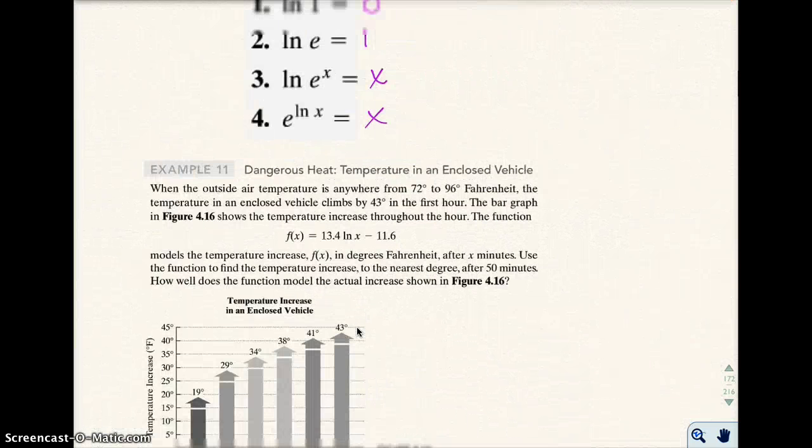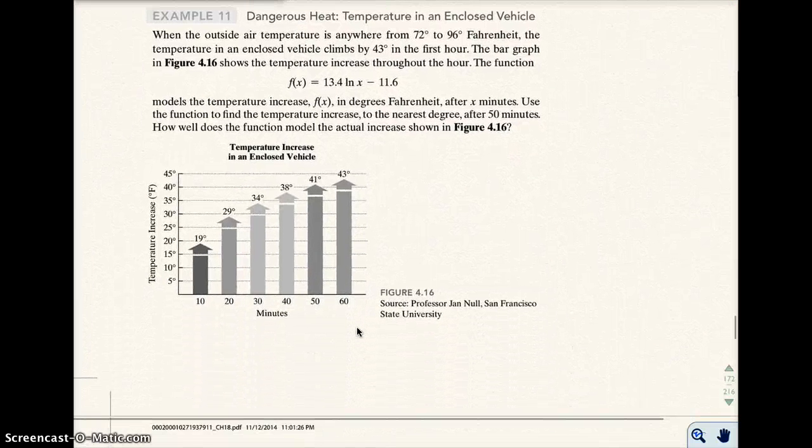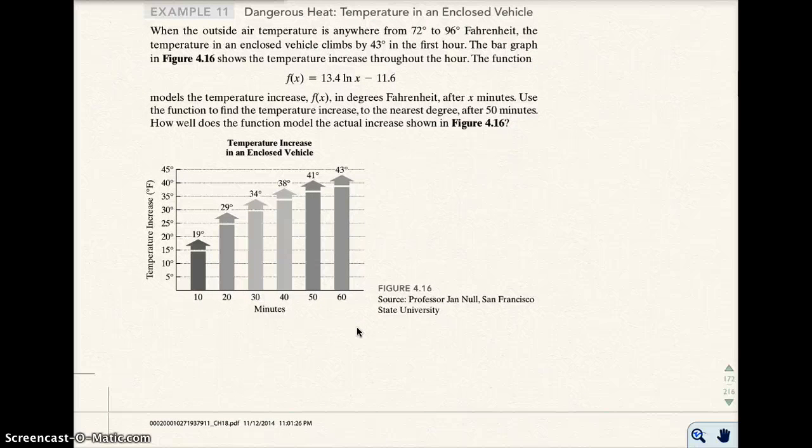Okay. Example 1, this is actually a really good example, especially when we get to summertime. When the outside air temperature is anywhere from 72 to 96 degrees Fahrenheit, the temperature inside an enclosed vehicle climbs by 43 degrees in the first hour. Especially in Kentucky, you have a hot day, and not even a hot day, a 72 degree day, and you close that vehicle up, the temperature in that car is going to rise 43 degrees in the first hour.